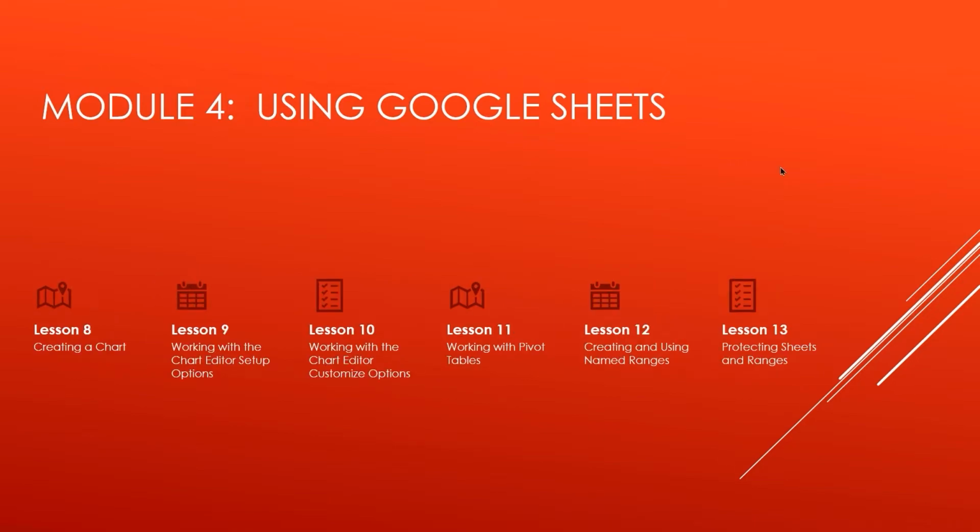In Lesson 8, we will be creating a chart. And in Lesson 9, we'll be working with the chart editor setup options. When we get to Lesson 10, you'll learn about the chart editor customize options. And then we'll switch our focus to working with pivot tables and then creating and using named ranges and protecting sheets and ranges.